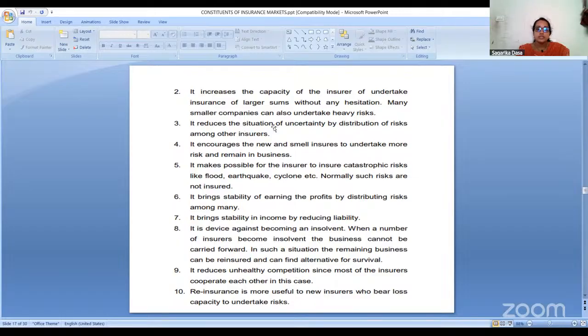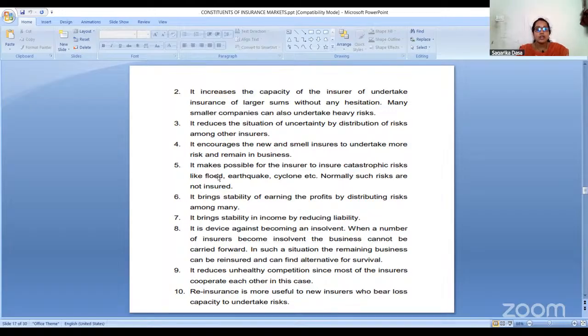It reduces the situation of uncertainty by distribution of risk among the other insurers. The uncertainty will be reduced with the help of reinsurance. It encourages new and small insurers to undertake more risk and remain in the business, because the risk will be transferred to more than one insurance company.